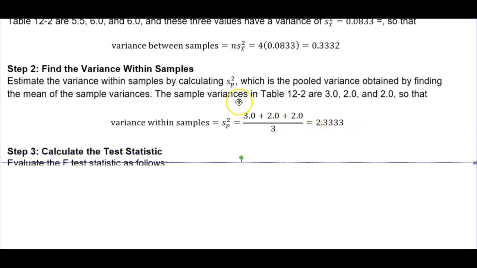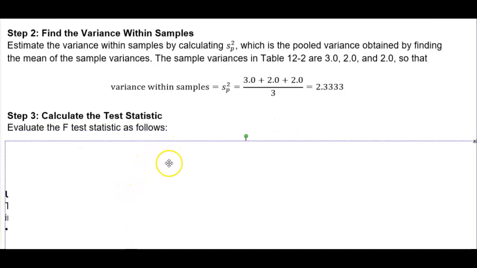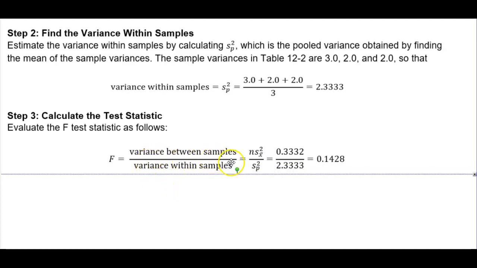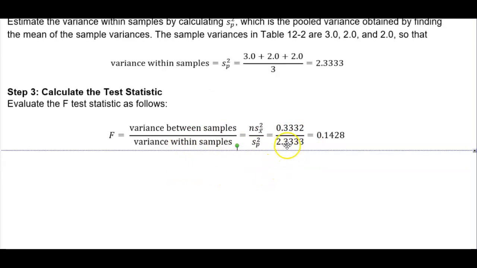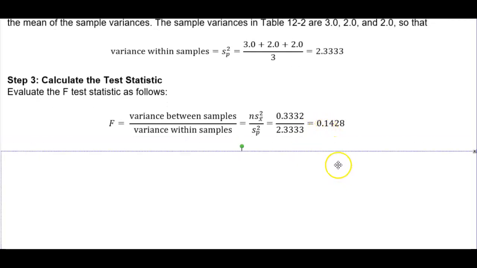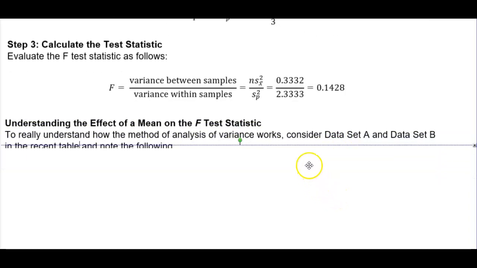And therefore, in order to calculate the test statistic, we evaluate the F test statistic as follows. F is the variance between the samples, which was 0.3332, over the variance within the samples, which was 2.3333, which gave us an F test statistic of 0.1428. So, understanding the effect of a mean on the F test statistic.